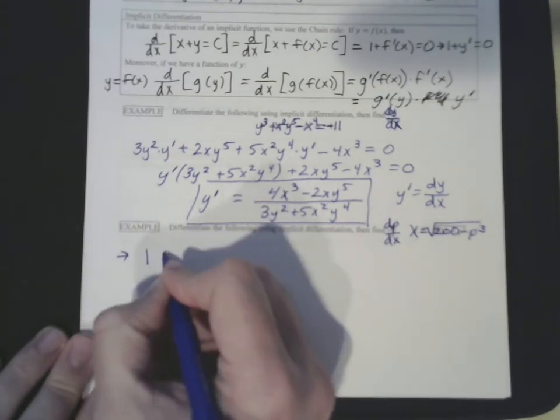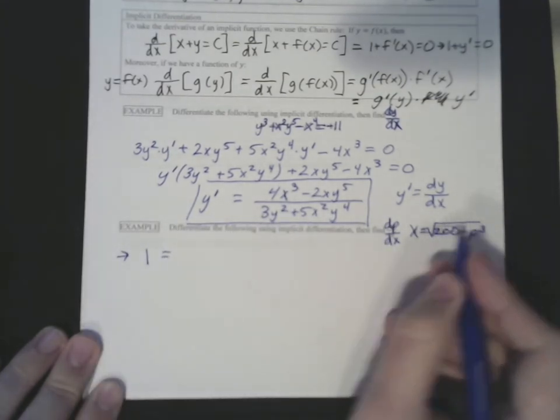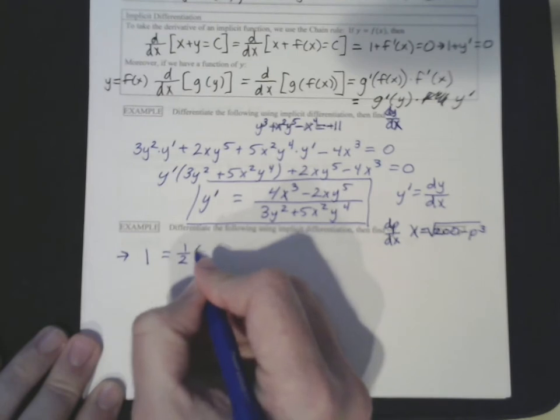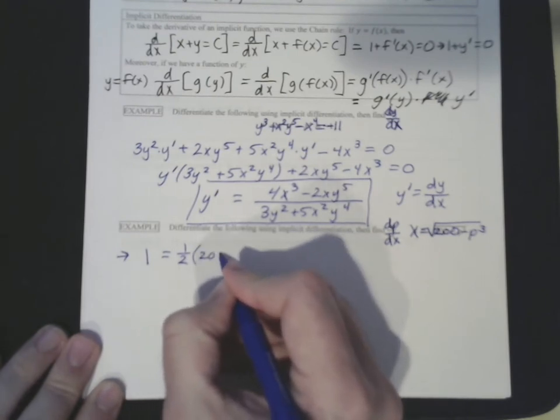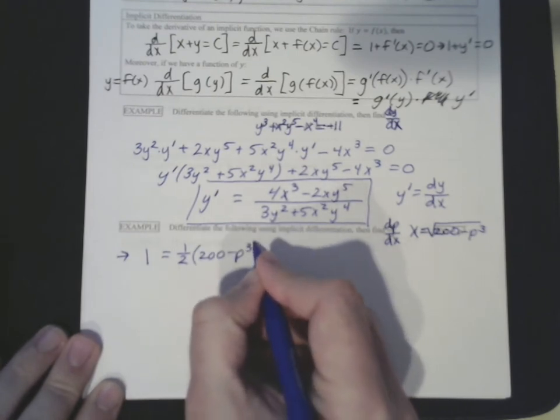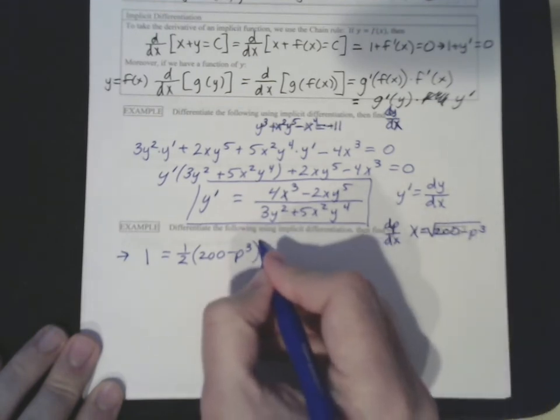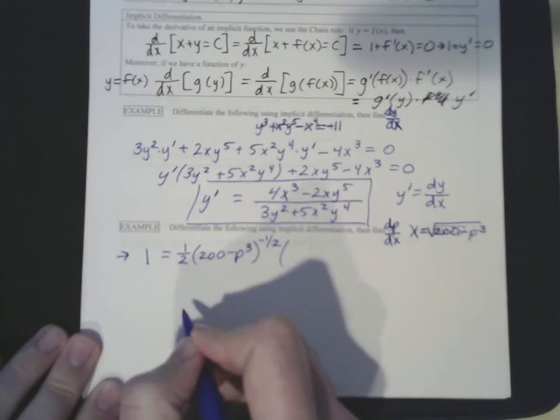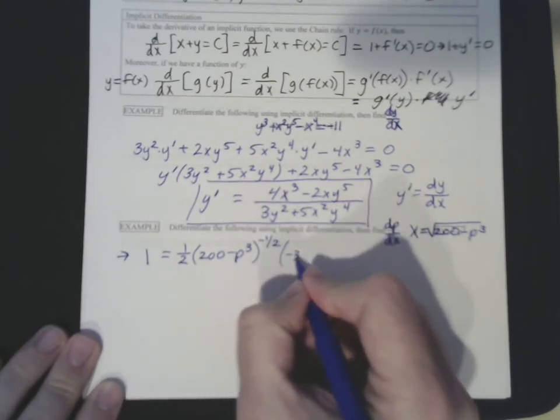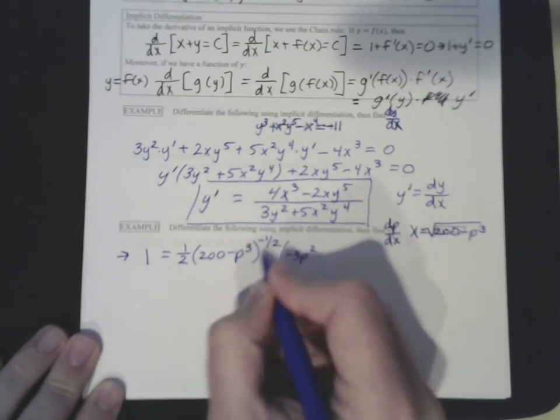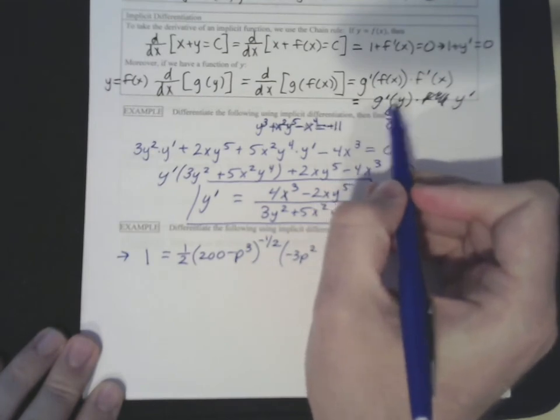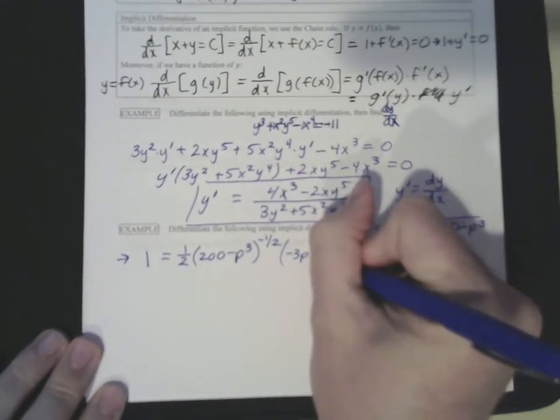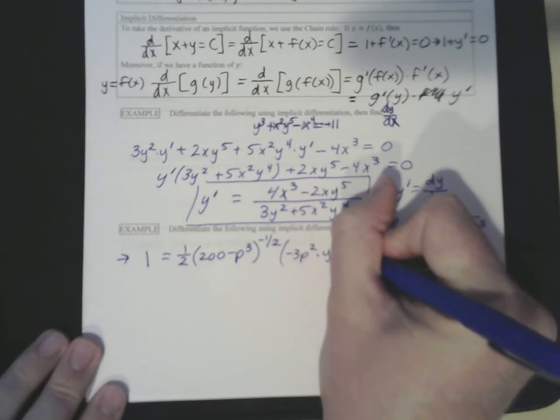Derivative of x is 1. This is the 1/2 power, so bring the power down. Leave the inner alone, 200 minus p cubed. 1/2 minus 1 is negative 1/2. And then times the derivative of the inner. That'd be negative 3p squared. That's the g prime of y. And now we need the y prime. And that gets tacked on at the end here, y prime.